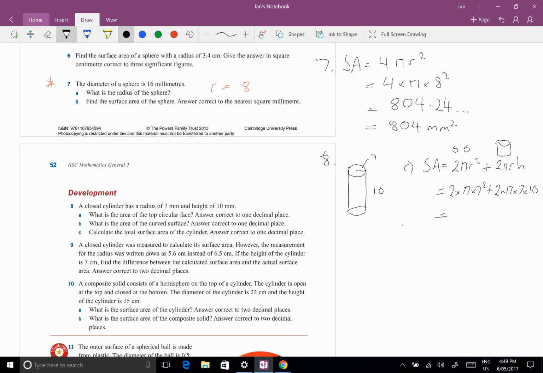Go to the calculator. 2 times pi times 7 squared plus 2 times pi times 7 times 10. And I get 747. What are we going to? 1 decimal place, 747.699. So that is 747.7. What are we in? Millimetres square. And we check the answer, and we're right.